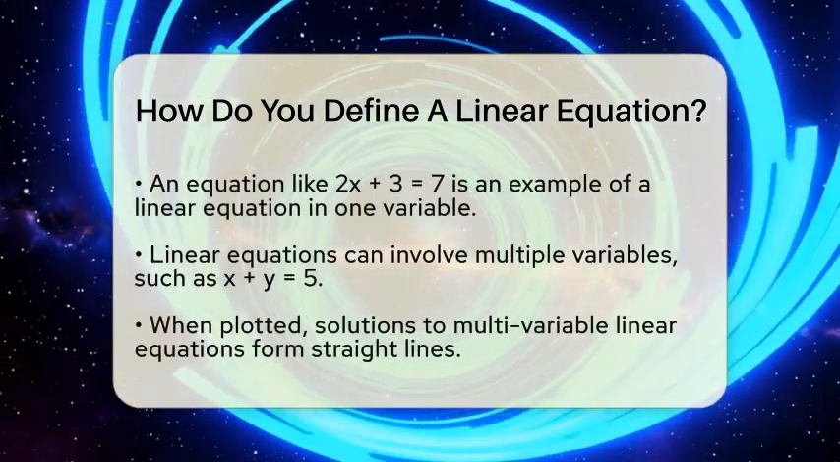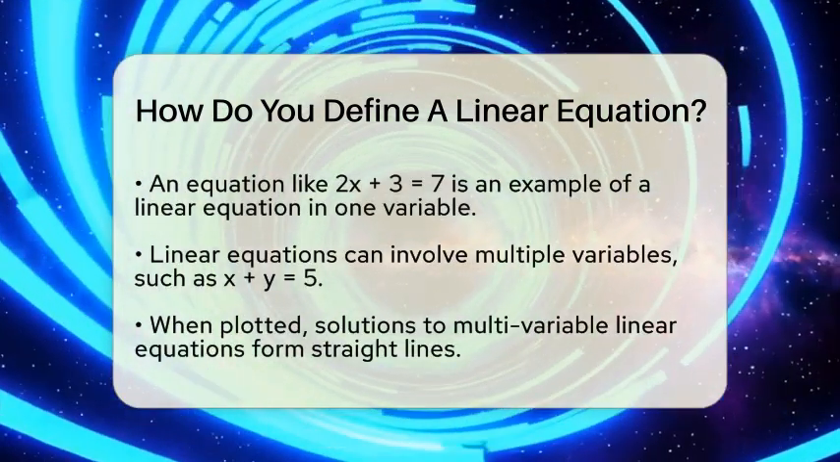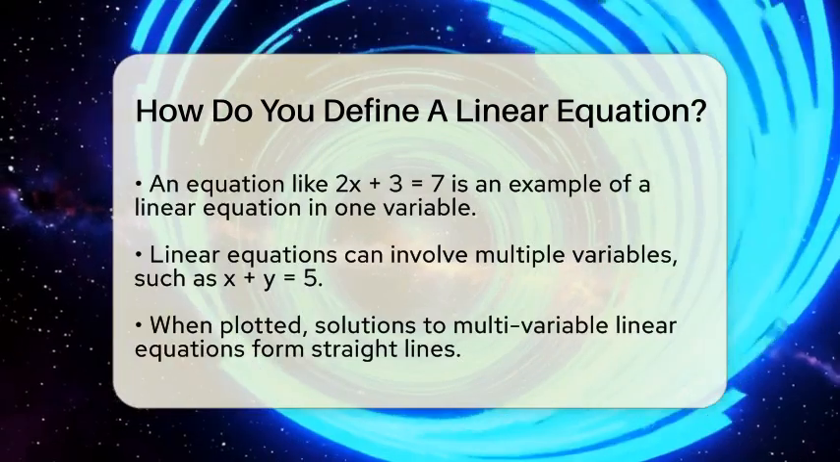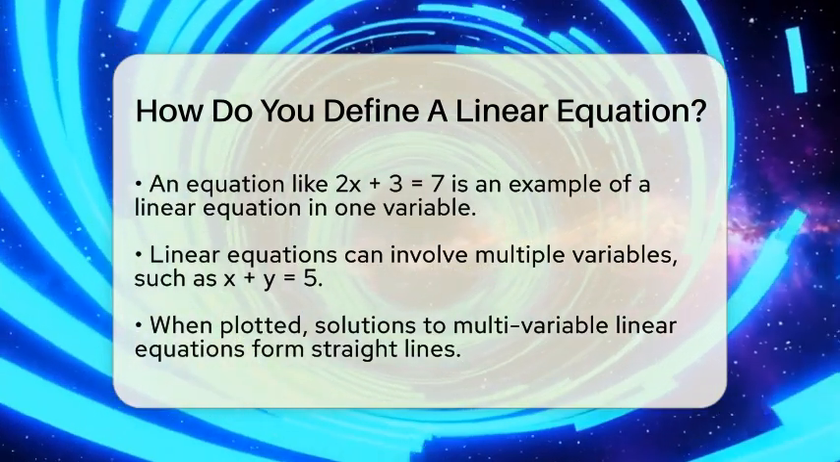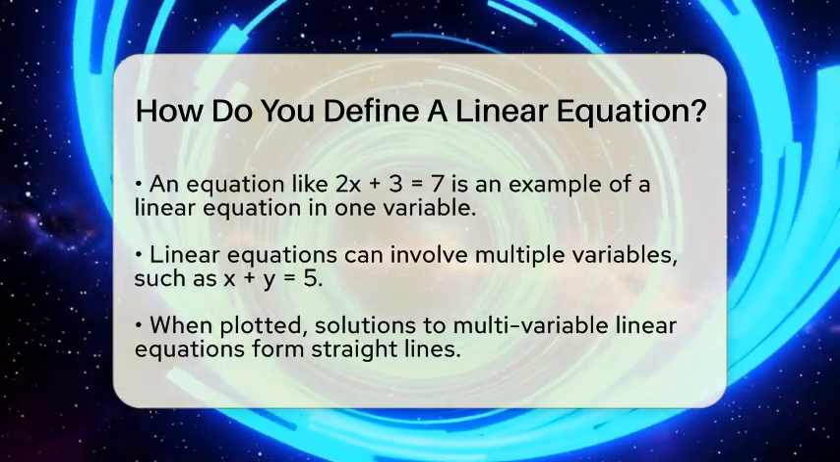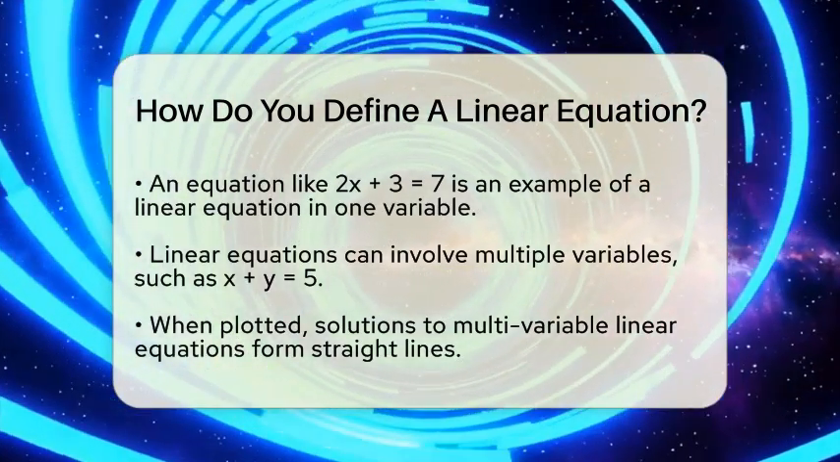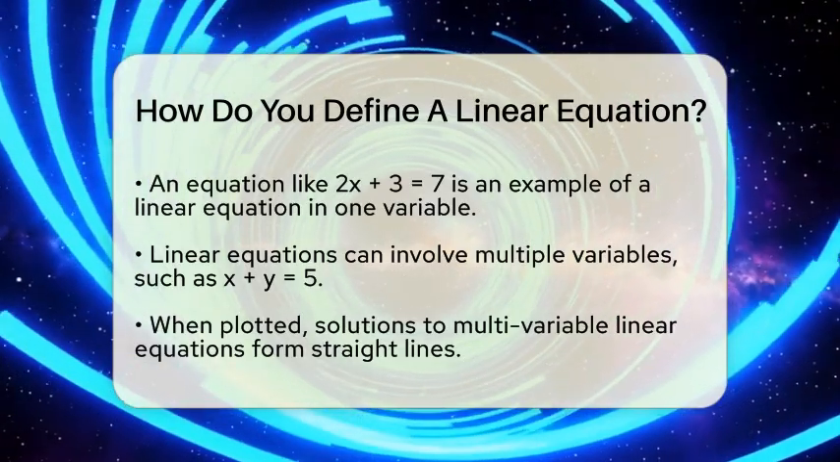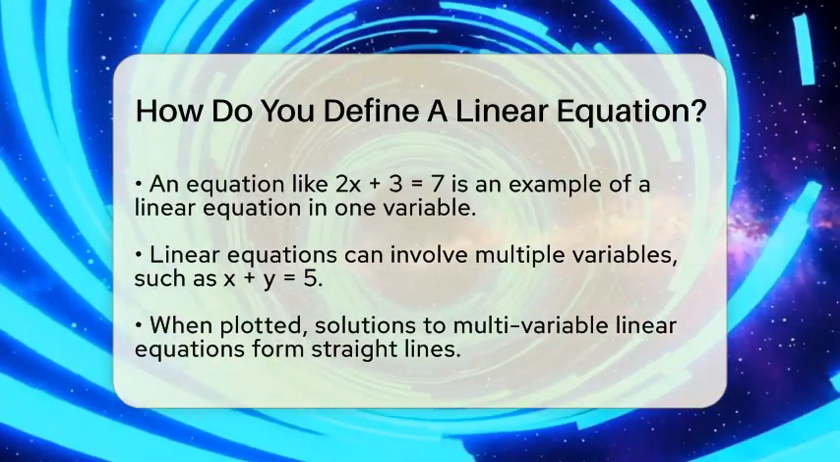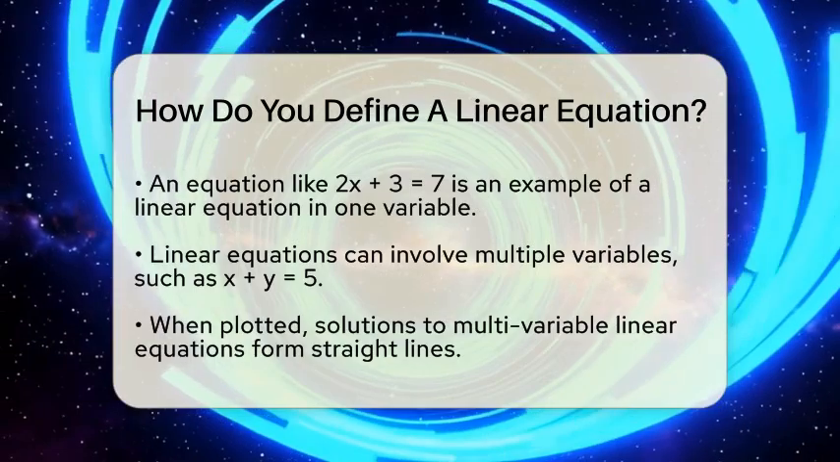For example, if you see an equation like 2 times x plus 3 equals 7, that is a linear equation in one variable. The x is only to the first power, and the equation is straightforward to solve. Linear equations can involve more than one variable. For example, in two variables, an equation like x plus y equals 5 is linear.